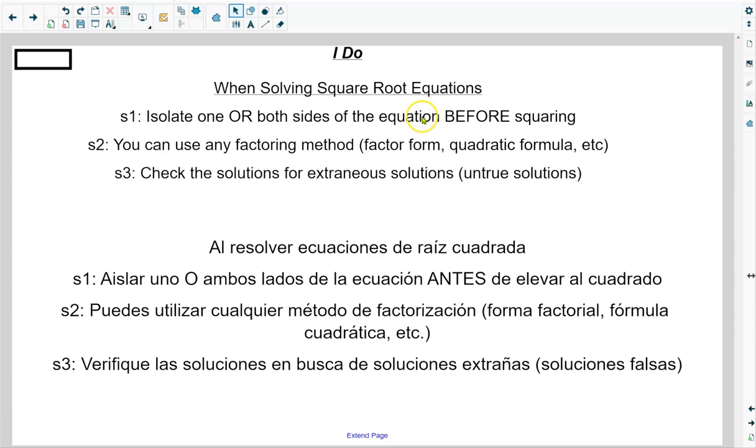Step 2, you can use any factoring method. Sometimes it's easy just to use factored form. You might have to use quadratic formula. They're all different, but a lot of times they're pretty easy. And yes, you have to check the solutions. We hardly ever do that. In this case, we do because square roots are different, and sometimes there's extraneous solutions, or solutions that are actually untrue. So you have to check.